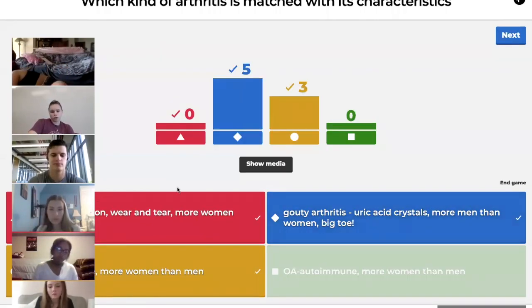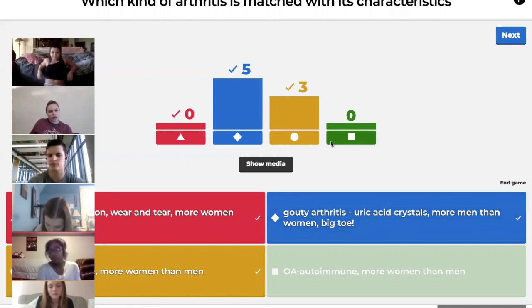Okay, cool. So OA, osteoarthritis, is the most common. It's a wear and tear thing. More women have it than men. When we get older, your cartilage and things like that just end up giving out. It gets used a lot, okay? Gouty arthritis, we talked about, is more men than women. It deposits uric acid crystals in your big toe. And then rheumatoid arthritis is an autoimmune disease where more women have it than men. So gouty is the only one where it's more men than women.